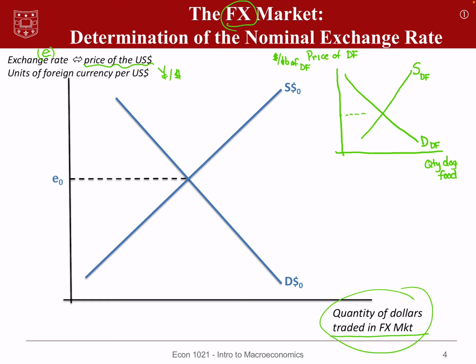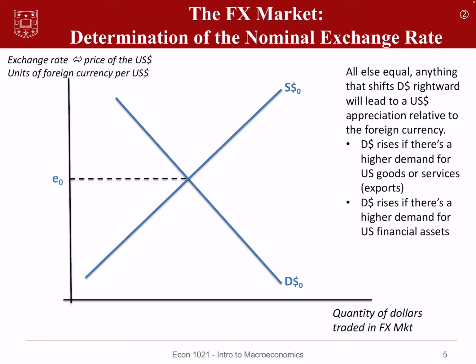So just as in the market for dog food, we would think about there being an equilibrium price, and we would note that as the demand curve or the supply curve shift around, then there would be a different equilibrium price. We're going to do exactly the same thing here. So for instance, in the foreign exchange market, all other things equal, meaning holding fixed the supply curve of dollars, anything that shifts the demand curve for dollars rightward is going to lead to an appreciation of the dollar relative to the foreign currency.